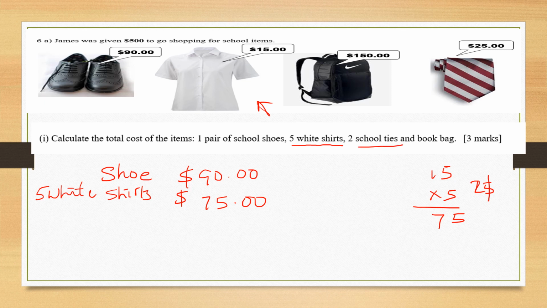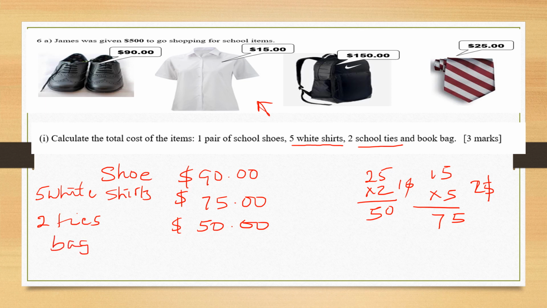2 school ties, 2 ties just to shorten it, and that will be 25 by 2. 2 fives are 10, 2 twos are 4, and 1 is 5. So that's $50. And then the bag is $150. And then we add everything up.